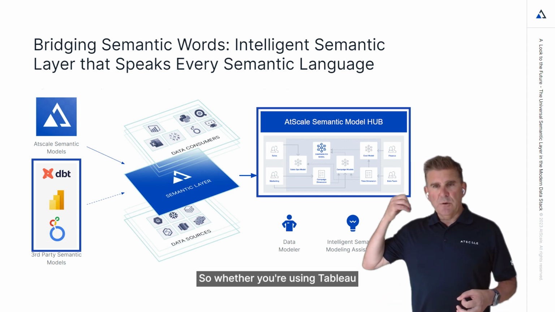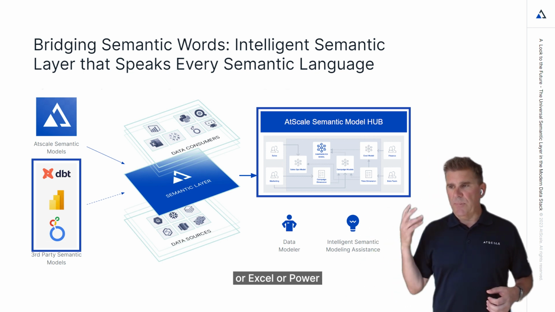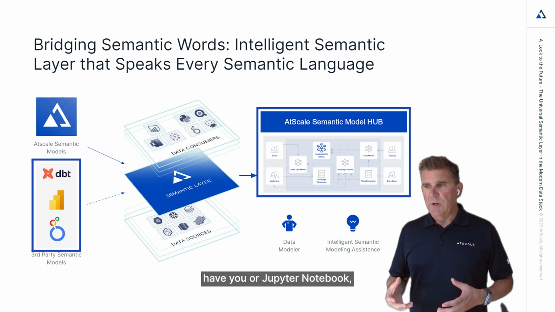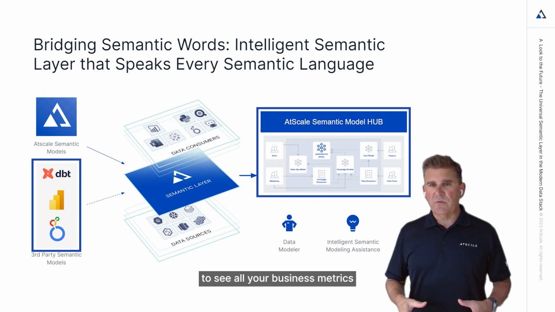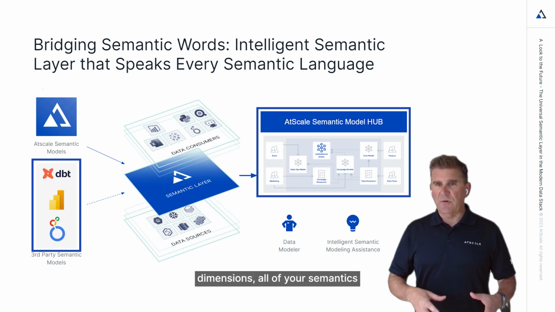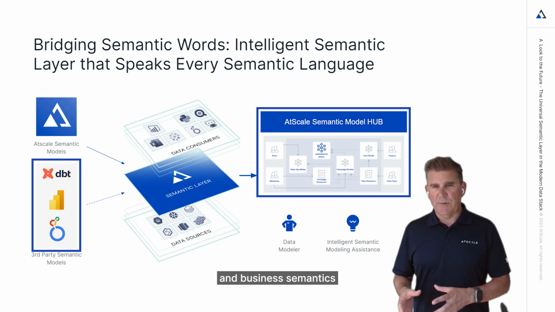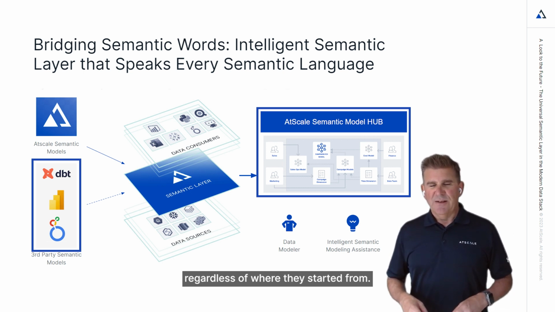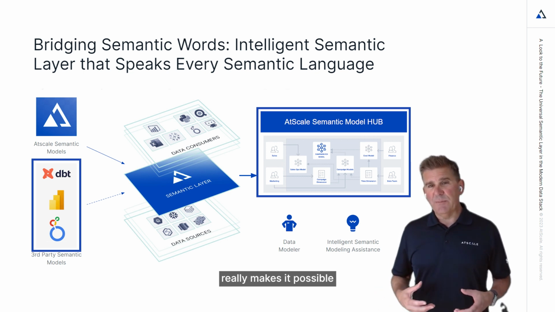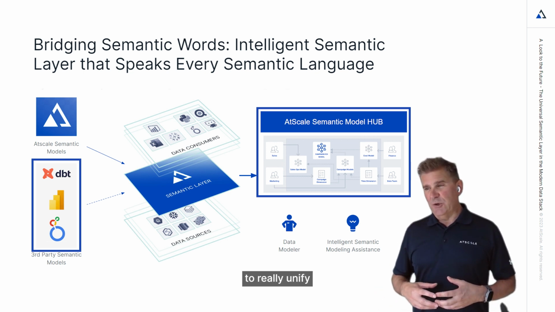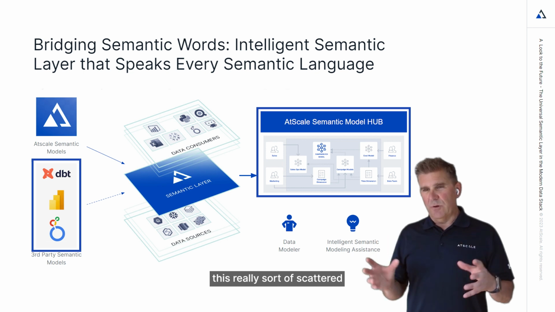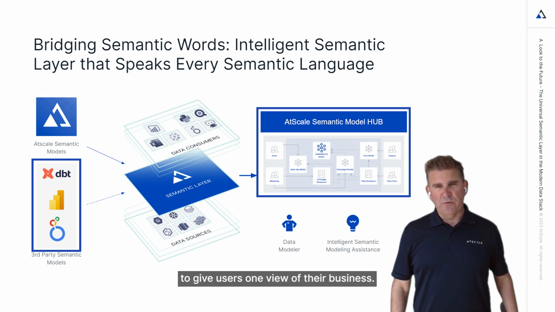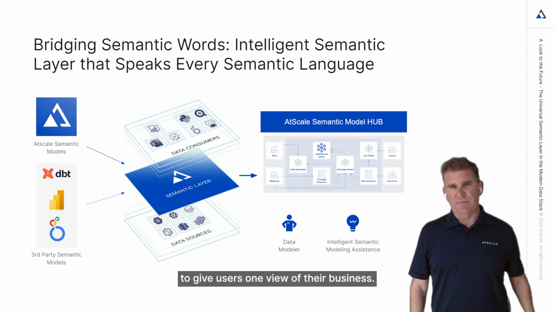So whether you're using Tableau or Excel or Power BI or Looker, or Jupyter Notebook, you're going to be able to see all your business metrics and your business dimensions, all your business semantics, in one place, regardless of where they started from. So that semantic hub, Aleph, really makes it possible to unify this scattered and complicated environment to give users one view of their business.